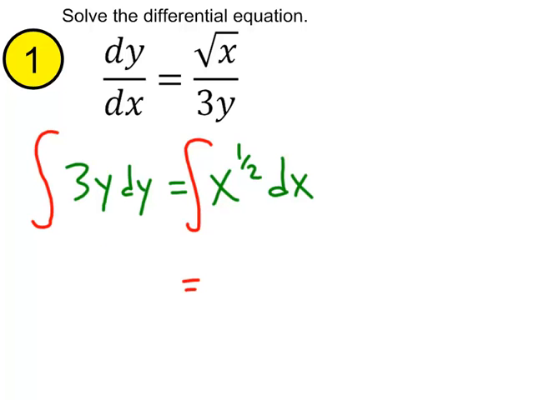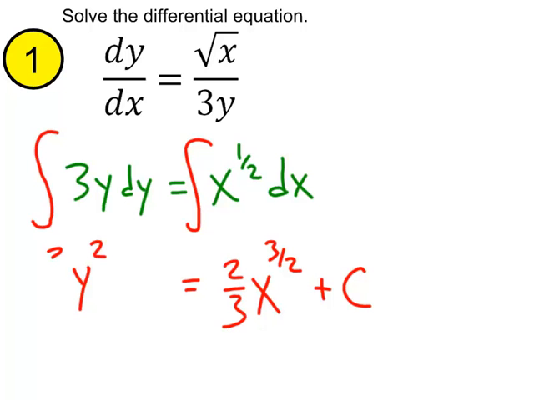I'm going to do the right side first. We'll get x to the 3/2, and then we need a 2/3 in front to balance it. And we'll put the plus c here. And then on the left side, we'll get y squared. And then we'll have the 3, but over 2 to balance it out.